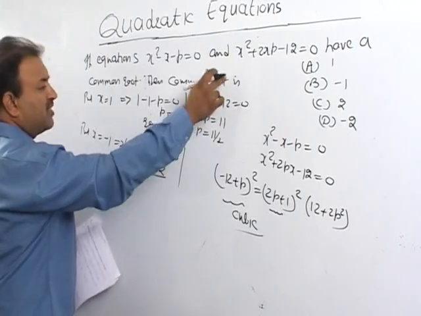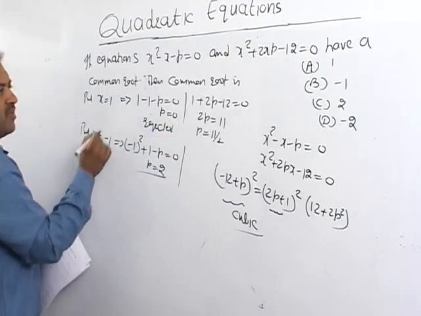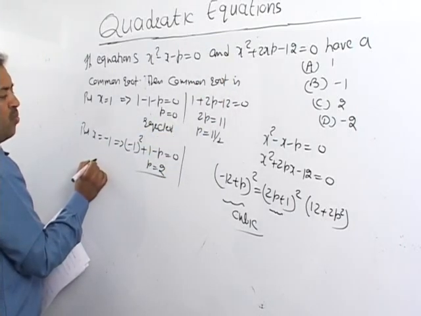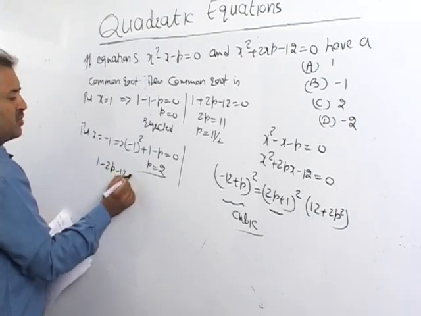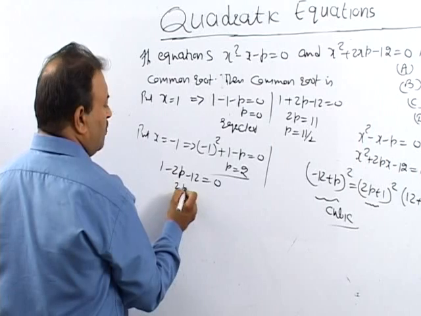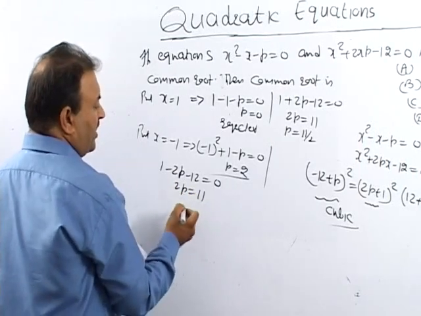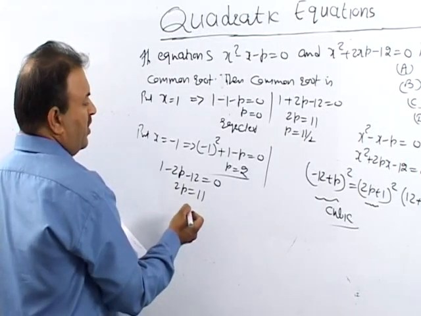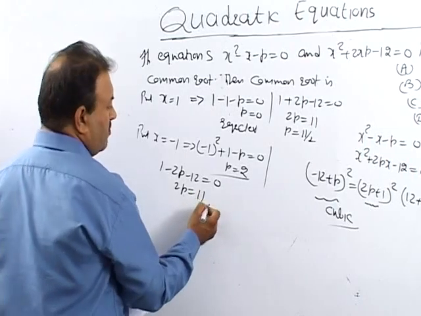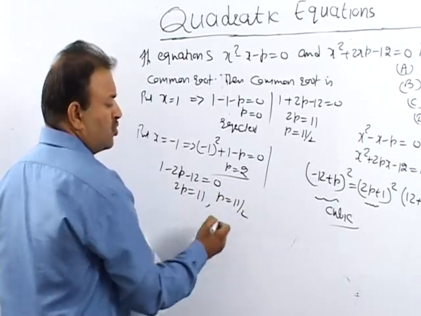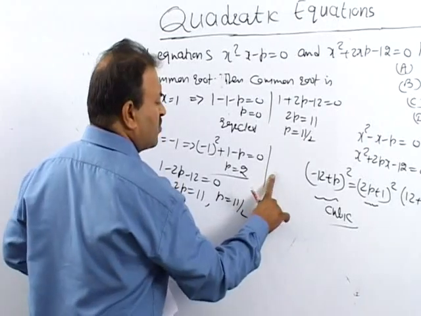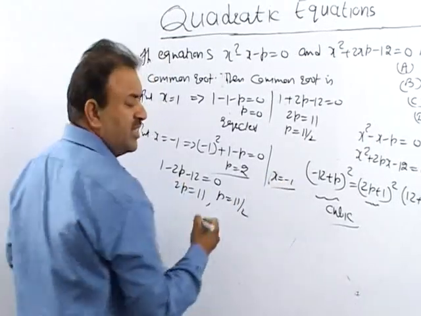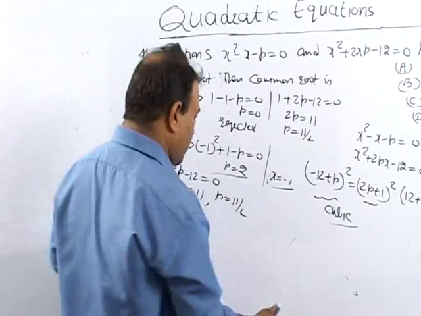Now x is equal to minus 1, put in the other equation. It is 1 minus 2p minus 12 is equal to 0, 2p is equal to 11. Again, we are not going to get p as the same. So x is equal to minus 1 is also rejected.